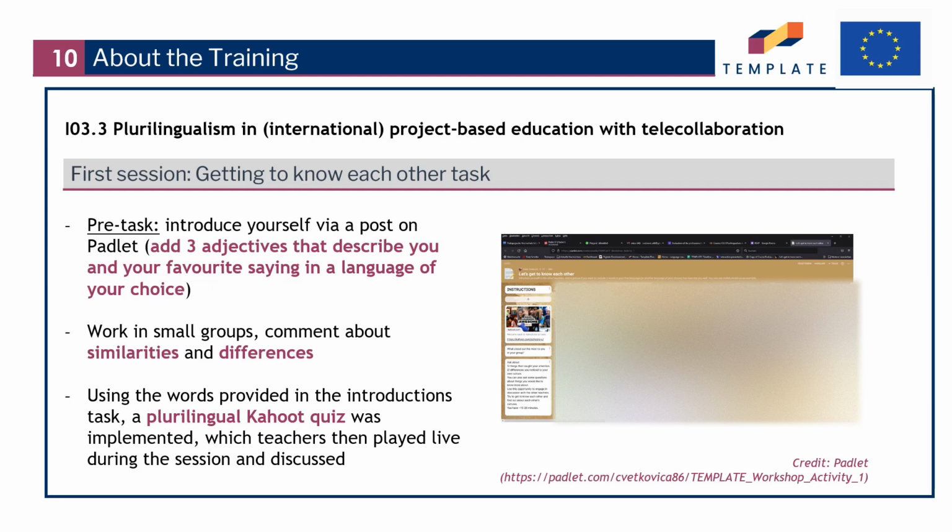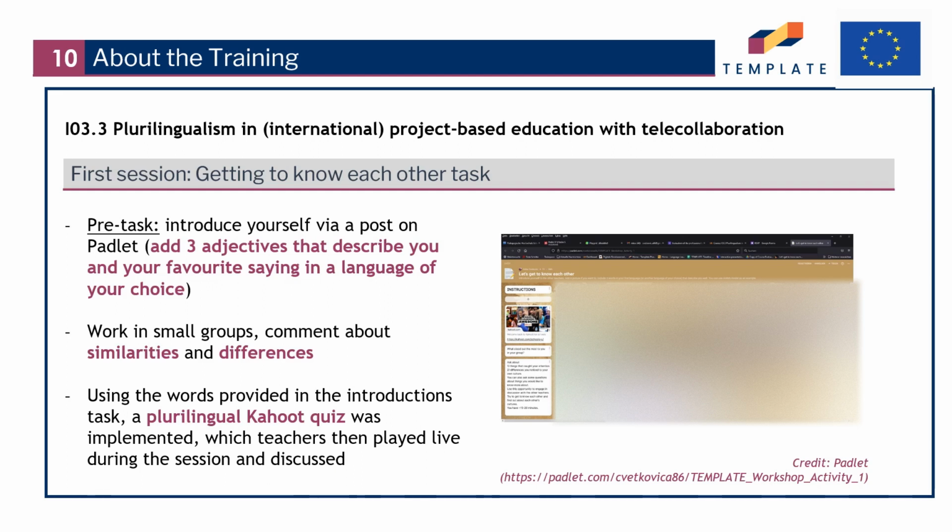As I said, we used the progressive exchange model developed by O'Dowd and Ware. And the first session was a getting to know each other session. So prior to meeting on Zoom, the teachers were asked to introduce themselves via a post on Padlet. Apart from writing about their likes and dislikes, their hobbies, and their background, they were also asked to add 3 adjectives that describe them, as well as a saying in a language of their choice. This way, we made sure to include a plurilingual element in the task as well.